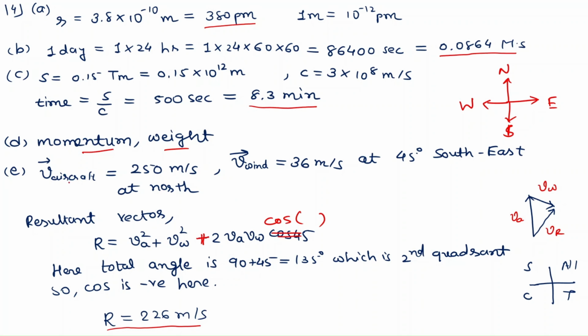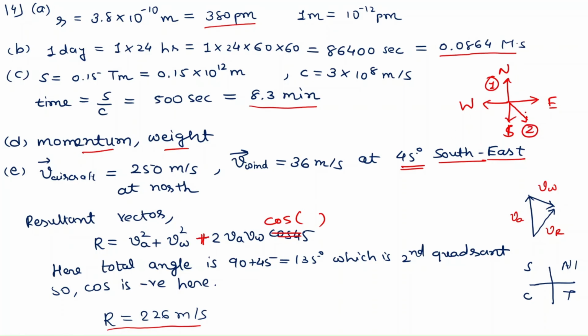The speed is given, and the direction is 45 degrees southeast. Southeast is this, and this is north. This is the first vector, and this is the second vector. Now we have to find the angle between them.